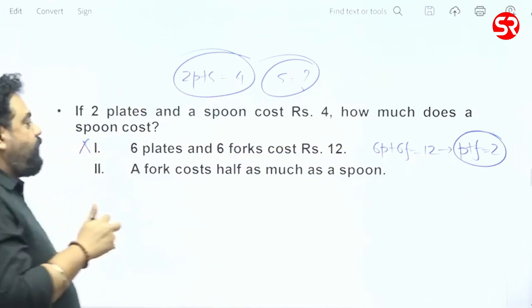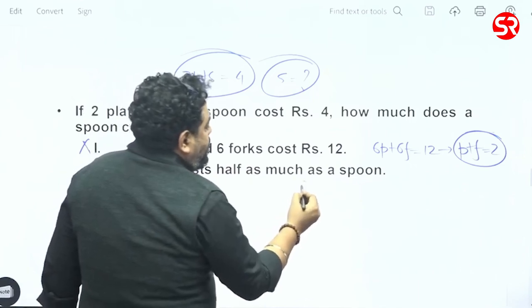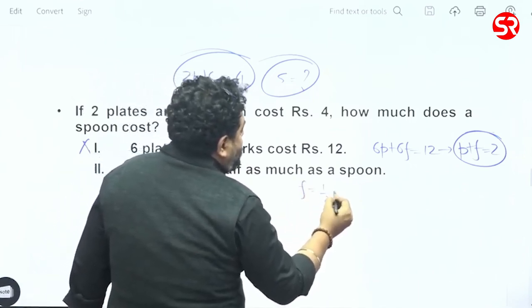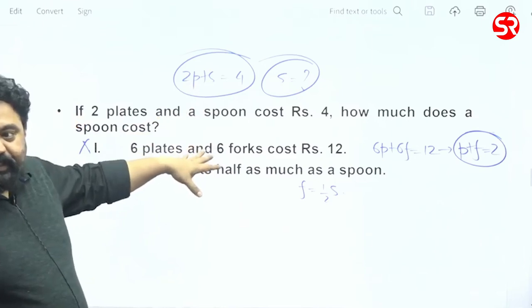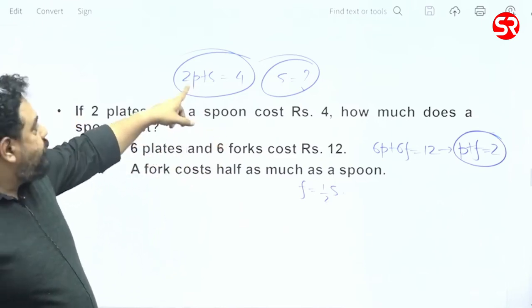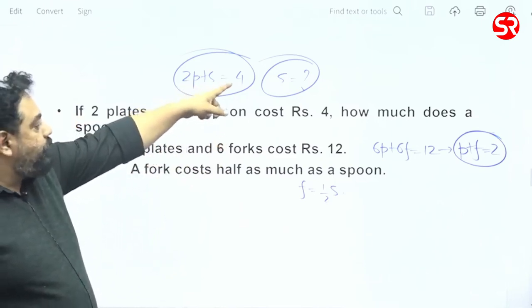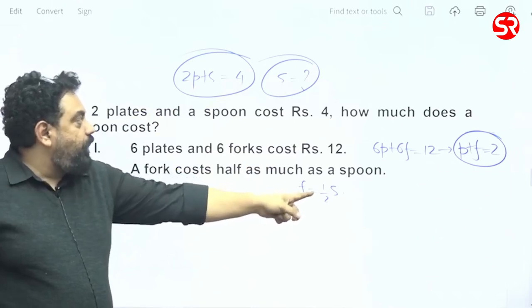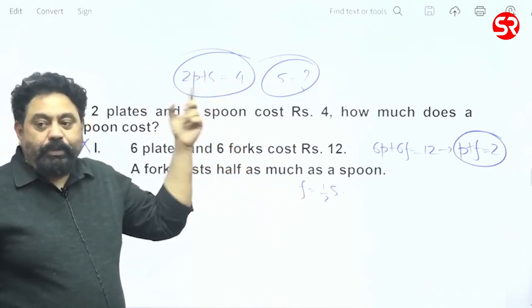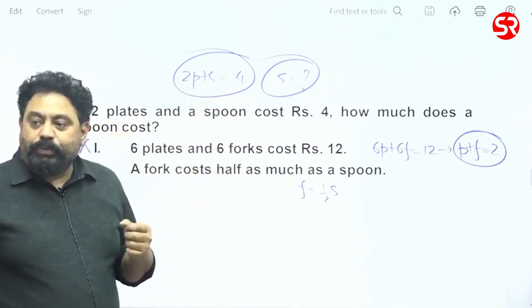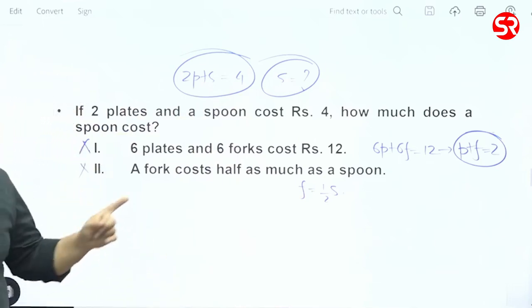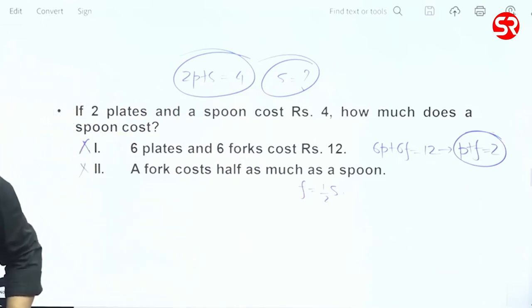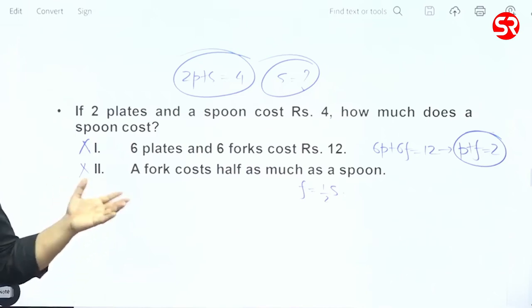Second, a fork costs half as much as spoon. Fork is equal to half as much as spoon. But that doesn't mean that, see, when you see second, you forget first. So your basic is 2 plates plus spoon is equal to 4. So fork is equal to half a spoon. If you put it over here also, you won't be able to get the value of spoon. So you cannot get it. Gone. How many of you are able to do this? Why are you not doing this work?